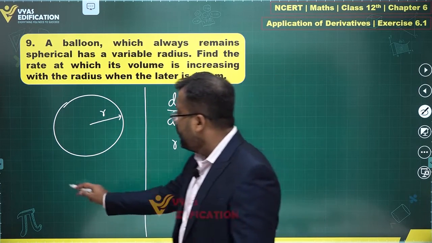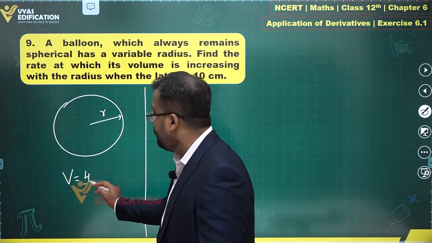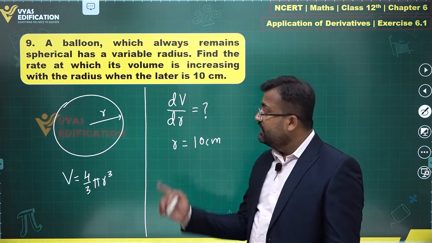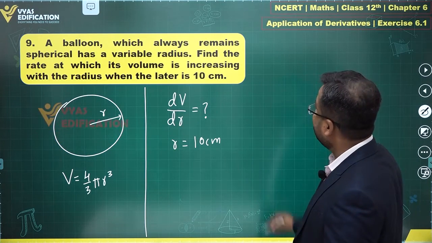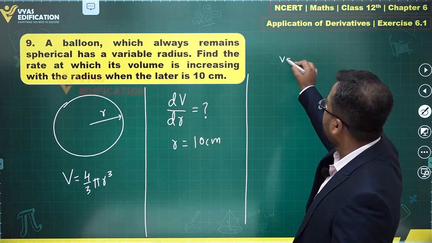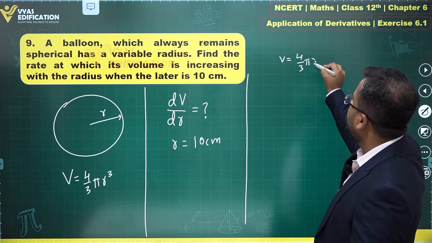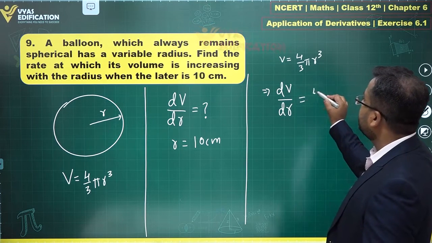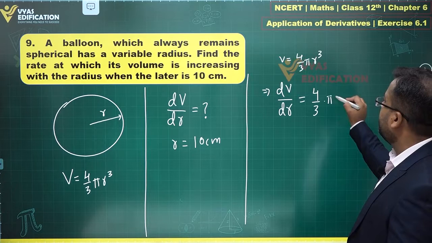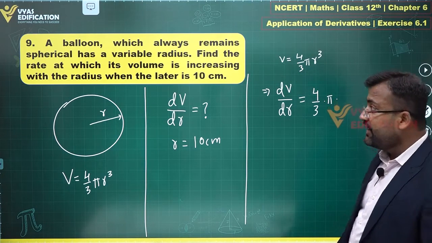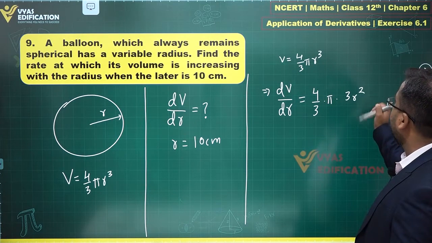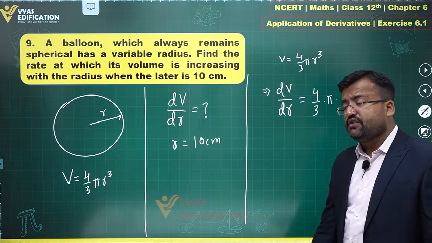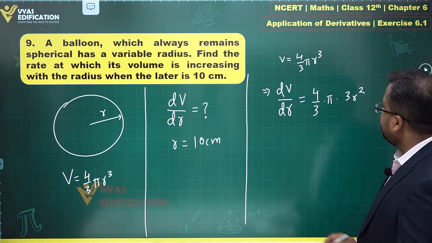So volume, what is the volume of a sphere? This is 4 by 3 pi r power 3. Okay, there is no time involved. We are supposed to find dV upon dr directly, and yes, we can do that. V equals 4 by 3 pi r power 3, and differentiate volume with respect to radius. What does that give me? 4 by 3 pi. The derivative of r cube is 3r square. And since you are differentiating with respect to r, there is no need of chain rule, right? This is a direct thing.